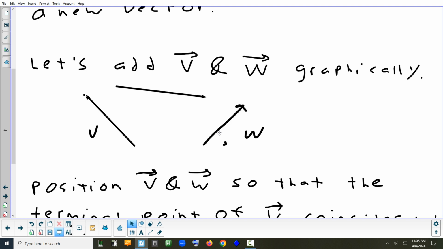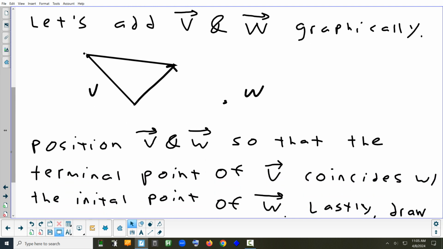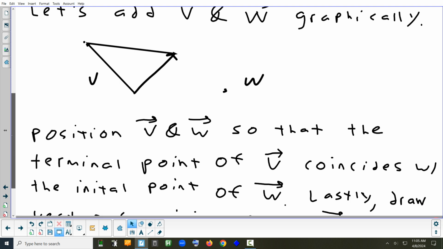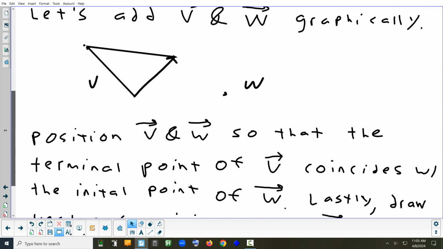Which two did I have originally? Oh, I think it was these two. Yeah, position them like that. And then you're going to connect the start of V to the end of W. So connect a vector from the initial point of V to the ending point of W. It's kind of like drawing a diagonal. It's actually like the diagonal of a parallelogram.